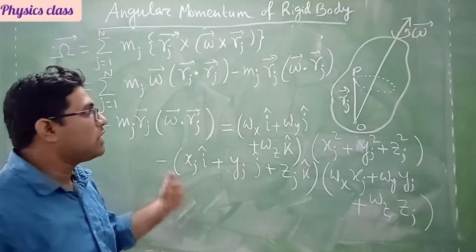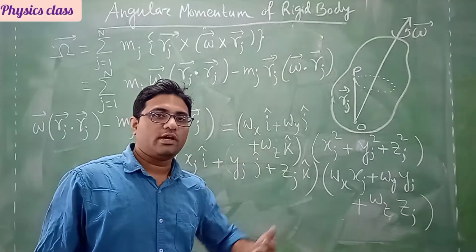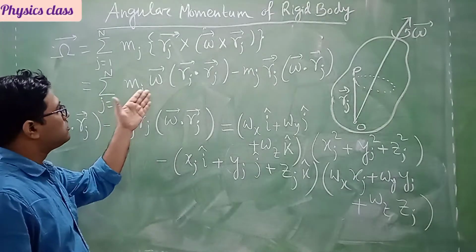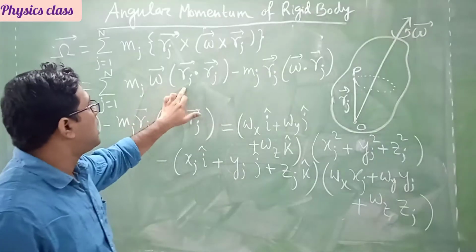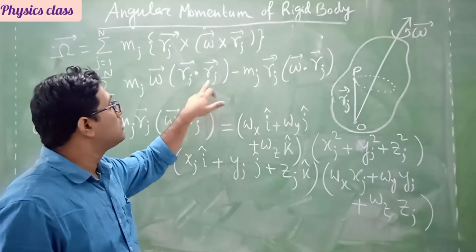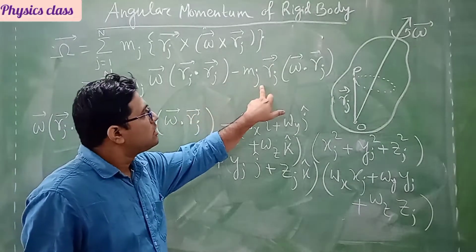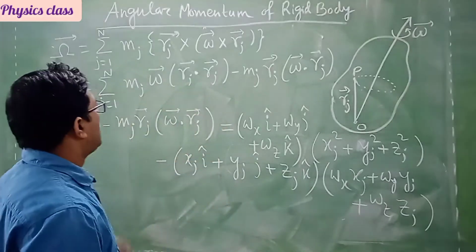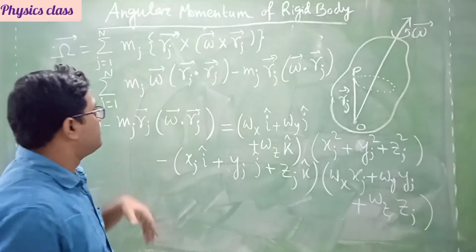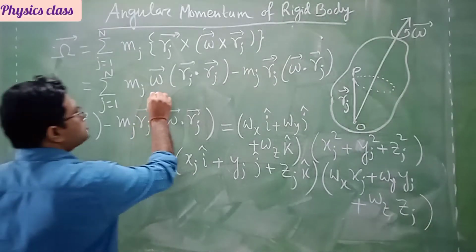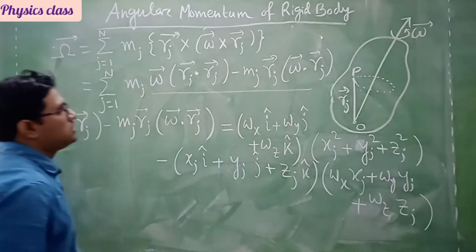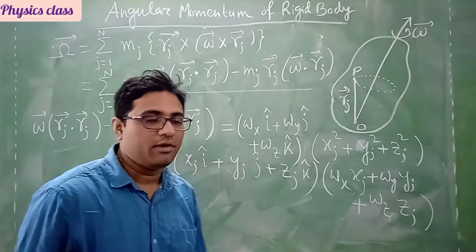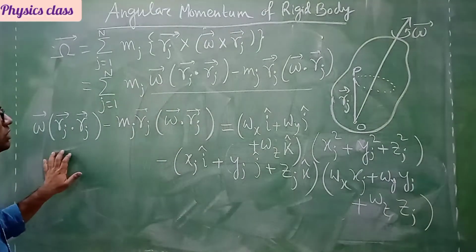Now as I told, we have to use the vector formula A cross B cross C. So if we do so, then here you can see omega, then Rj dot Rj, right? Then minus Rj, omega dot Rj, right? And we are multiplying this by mj. Now we have to solve this. We have to solve this in terms of x, y and z. So we can do like this.